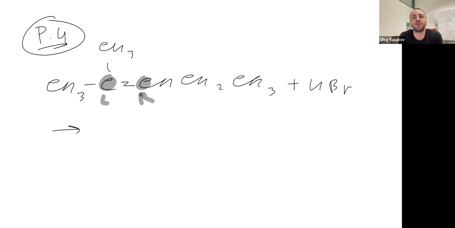That's more substitution on the leftmost carbon. So either way, we are going to come up with the right product, no matter how we look at this rule. The right product will contain bromine on the left carbon, the more substituted carbon, and the H will be connected to the right carbon, which has more hydrogens.